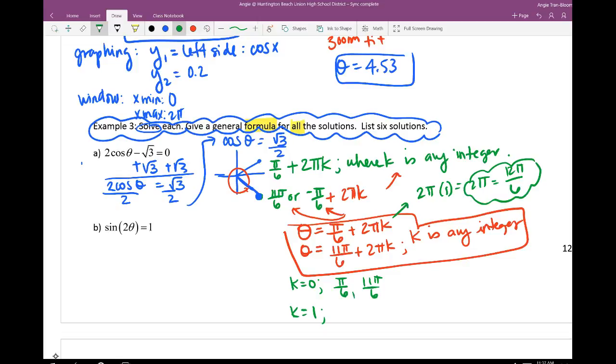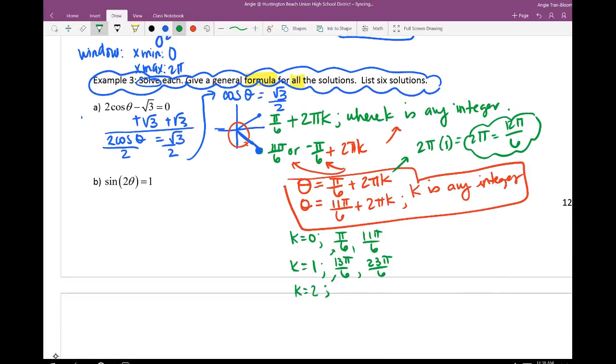So now I'm just going to go, hey, what if I add 12 pi over 6 to this? So now I have 13 pi over 6. What if I add 12 pi over 6 to that? So now I have 23 pi over 6. So that's a total of 4. Then I'm going to keep on going when k is 2. So when k is 2, what I do is I'm just going to add 12 pi over 6 to these.